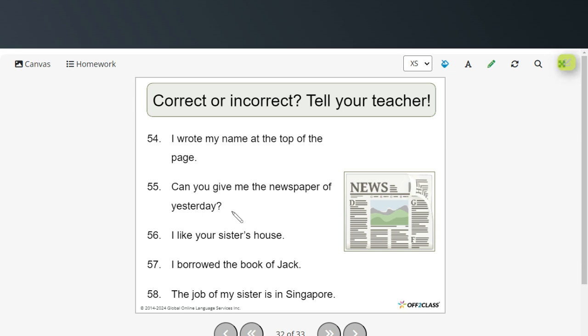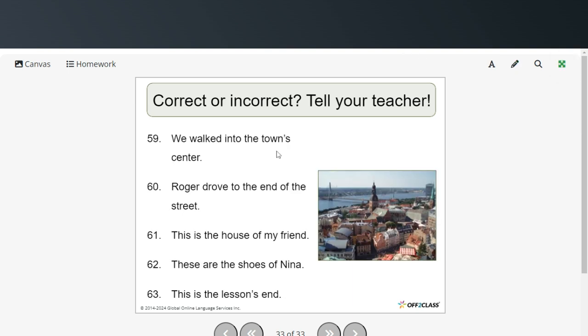I like your sister's house. This one's correct. I borrowed the book of Jack. Should be I borrowed Jack's book. And the job of my sister is in Singapore. Should be my sister's job is in Singapore. We walked into the town's center. We could also say we walked into the center of the town because town is a place. Roger drove to the end of the street. That's correct.